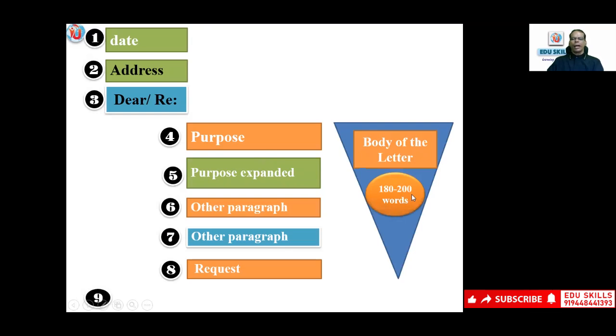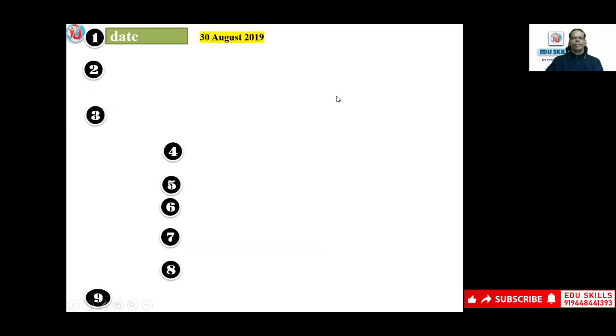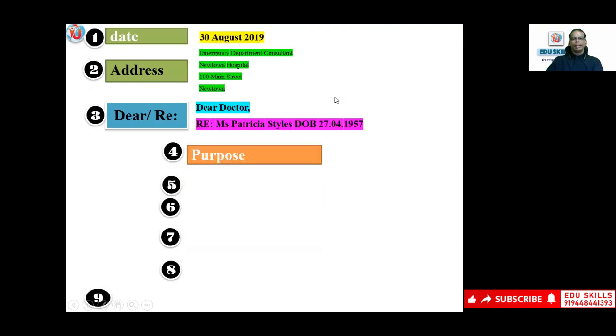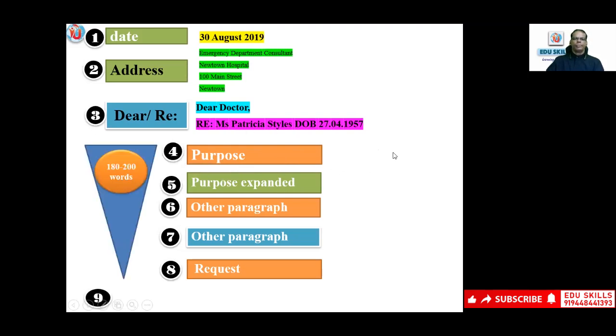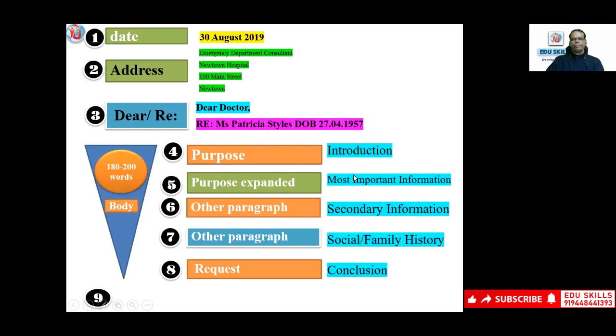The body of the letter is 80 to 100 words. It begins from purpose. Your word count begins from here till request. So this is just an example for you, just to locate where the purpose is. Date, address, and it can be either way, with or after the address also, it's fine. All those things you are sure of. Purpose expanded is the focus of today's segment. Now introduction, then the most important part, purpose expanded, then secondary and tertiary other information.